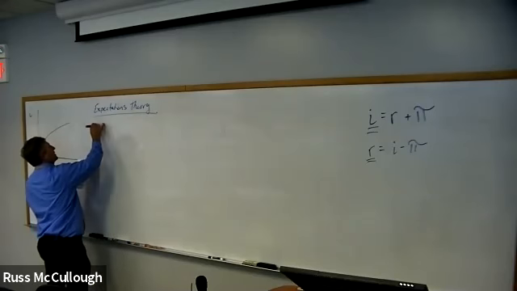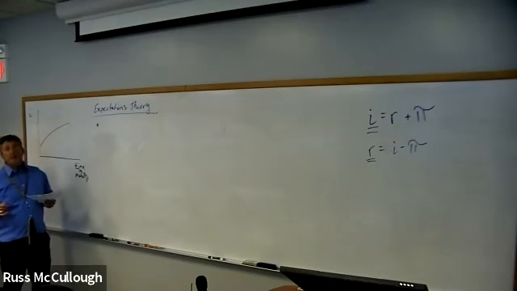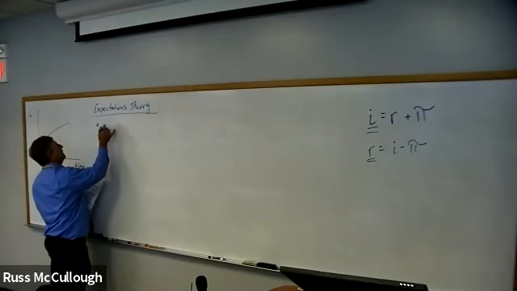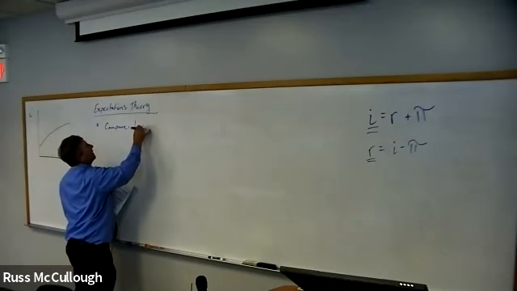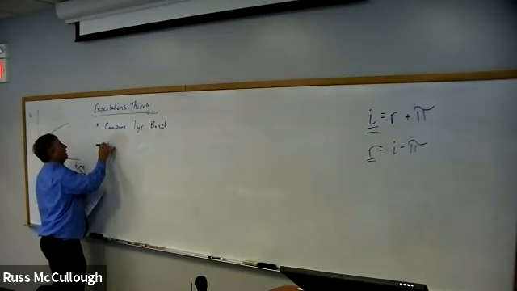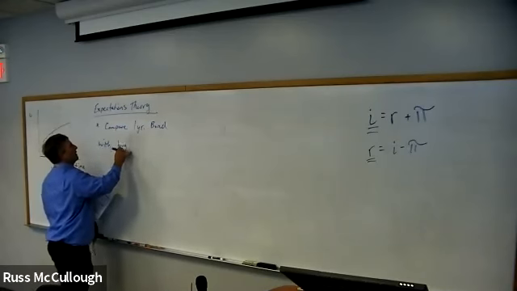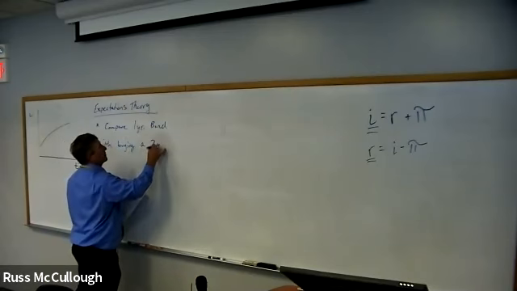So the expectations theory is to say, let's look at a 1-year bond, compare a 1-year bond with buying a 2-year.